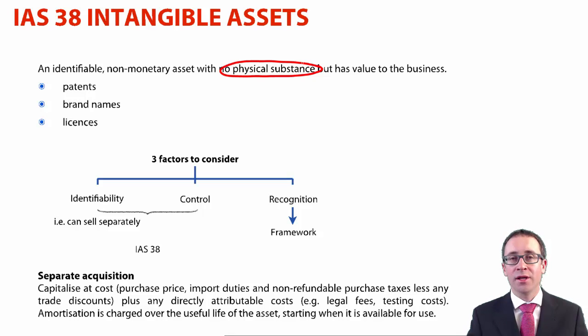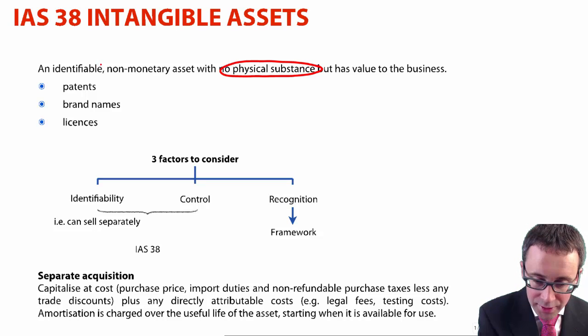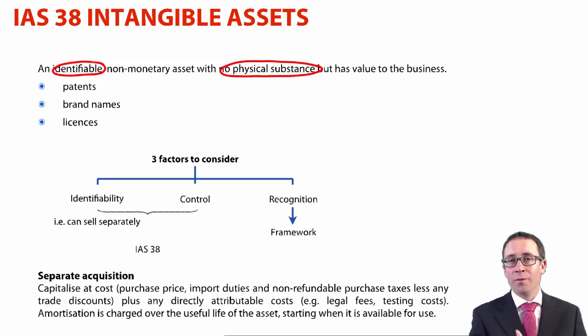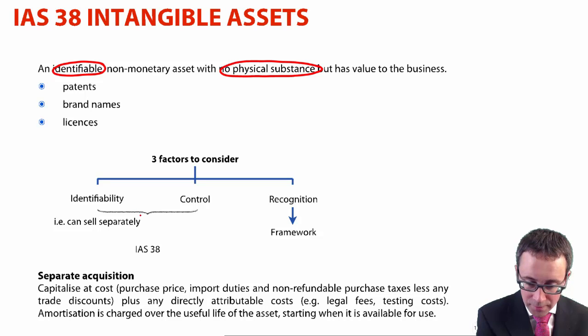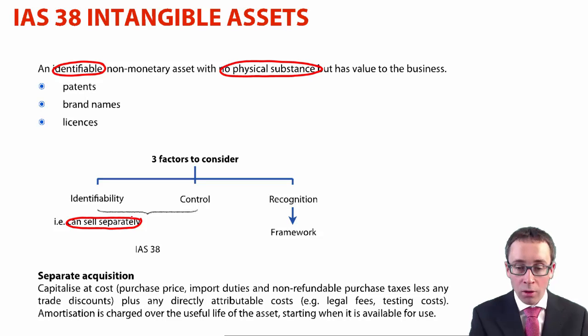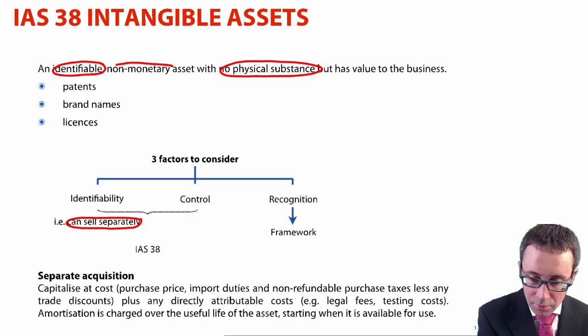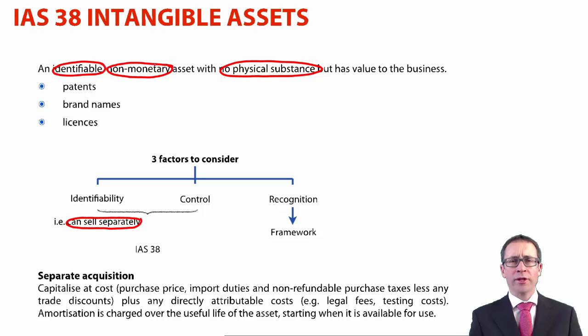If we extend the definition a little bit further in terms of what we see within the accounting standard IAS 38, first of all, it needs to be identifiable. We'll touch upon that a little later, but you can see at the bottom that you can actually sell that intangible separately. So you can sell it by itself without anything attached to it. Also, as well as it being identifiable with no physical substance, it needs to be non-monetary.